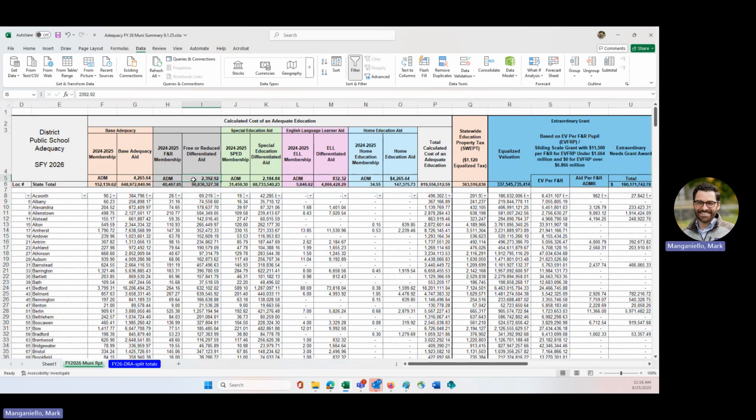And so just like base adequacy, this rate is also increased by 2% each year. So last year it was 2% less than this. And so it's going to continue to increase 2% each year under state law.